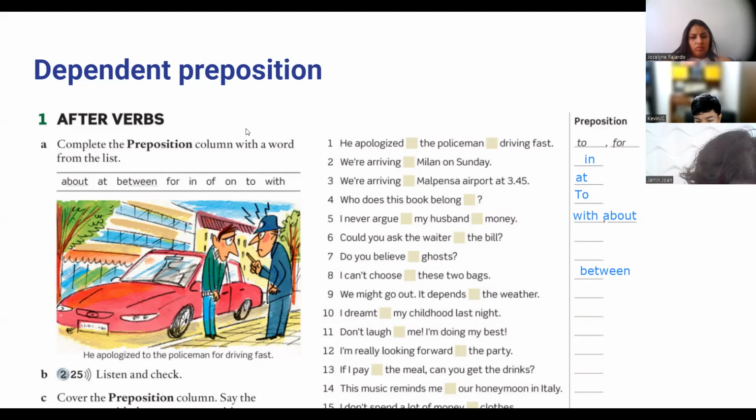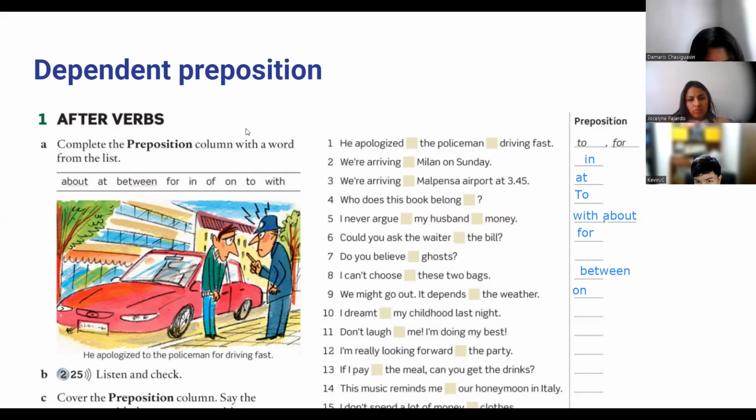Jocelyn Fajardo, 10. I dreamed of my child last night. So, what did you say? Off. Off. Are you sure? Yes. What do you have, guys, in number 10? About my childhood. Yes, I think that was Jocelyn Sanchez. Was that you? Insert your answer, please. 10.